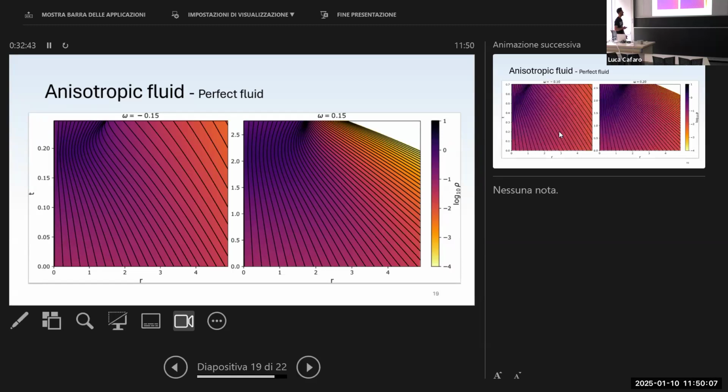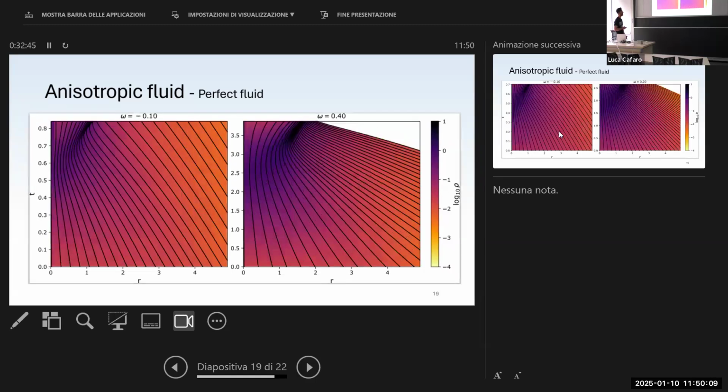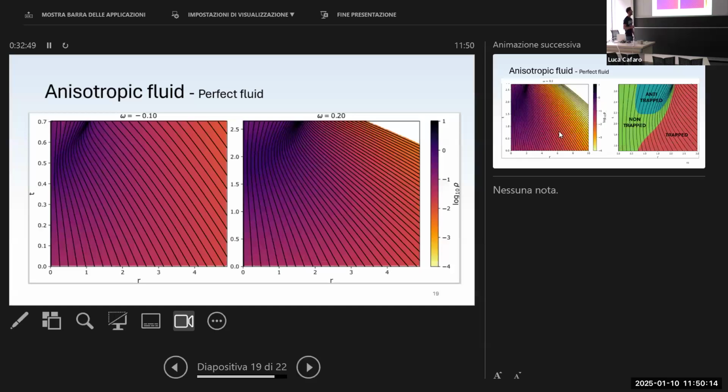So these are 3 different pictures for 3 different profiles, but as you can see, they're qualitatively the same, and there's not much to say here. So it happens also in the perfect fluid, which is a much more realistic case, which means it seems to be a general feature of the model. We cannot disregard this shell crossing.